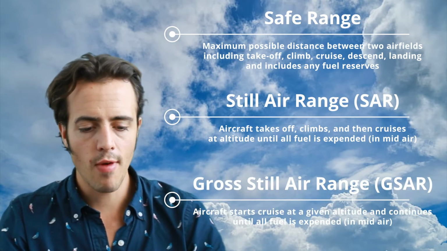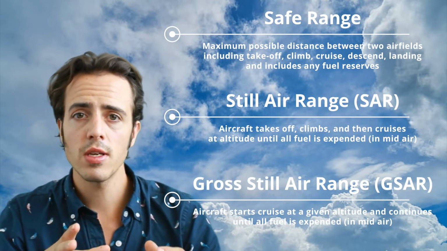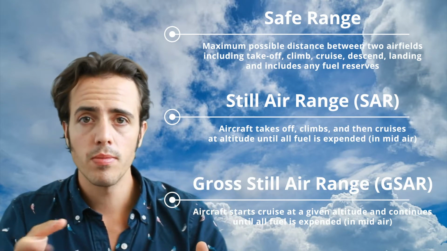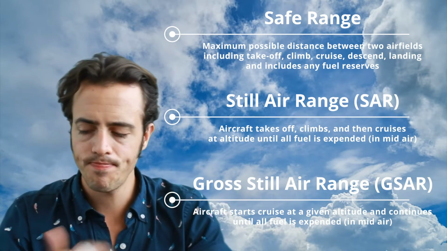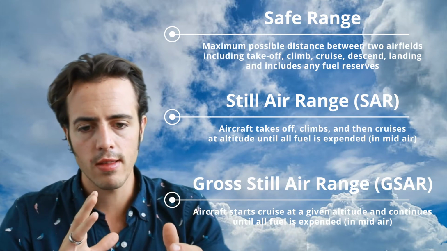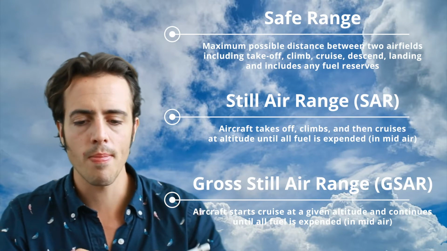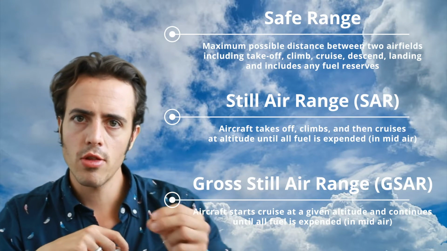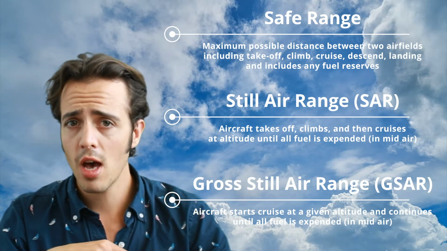So the gross still air range is if we determine that the aircraft starts cruise at a given altitude and with a certain amount of fuel. It's then how far the aircraft can carry on flying until all that fuel is expended. Now that might sound like too abstract an example of range, since obviously aircraft have to take off and they have to climb, but in general, the relationship between gross still air range and still air range is pretty easy to determine. So if we can do this simpler calculation, we'll be able to determine the effect upon the slightly more complex range definitions.